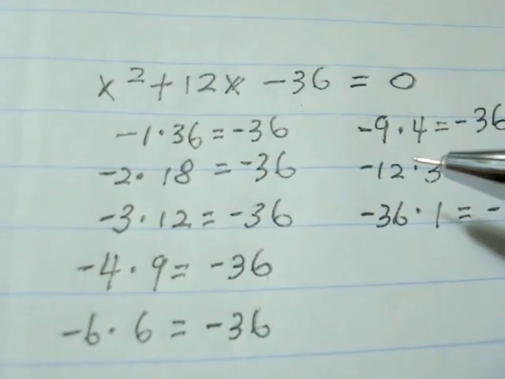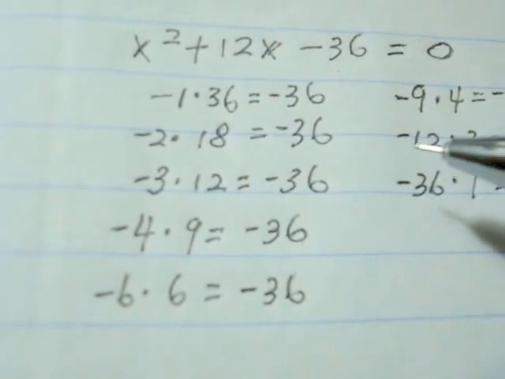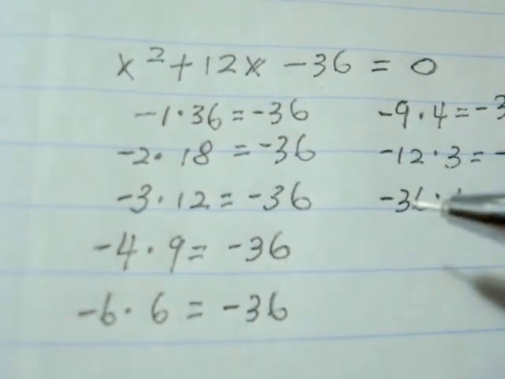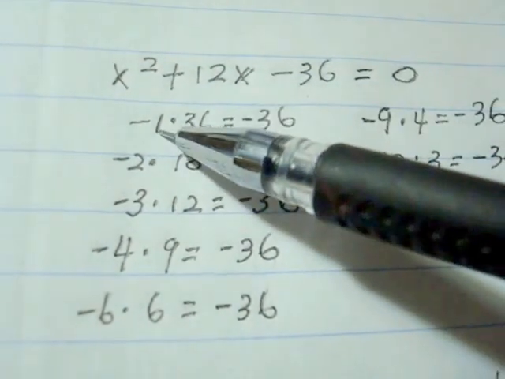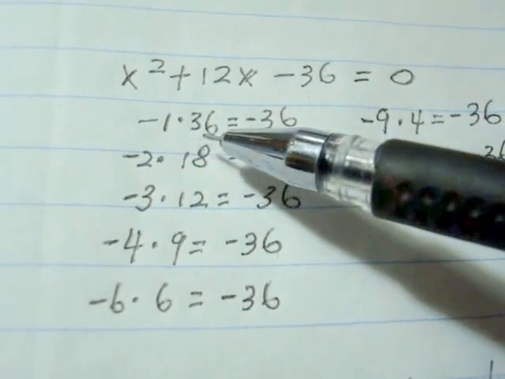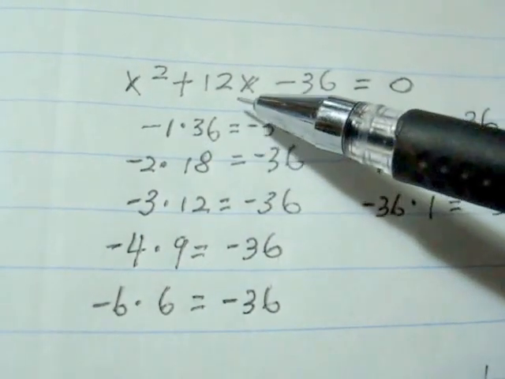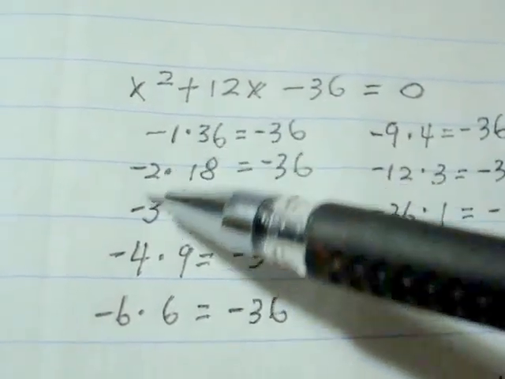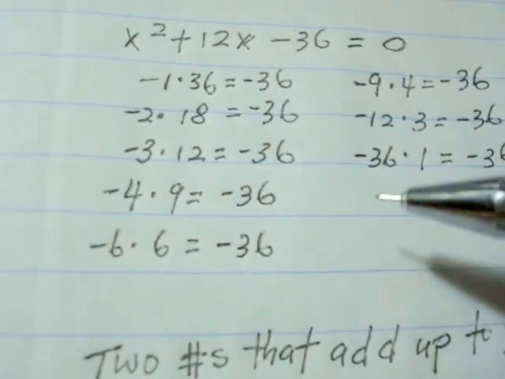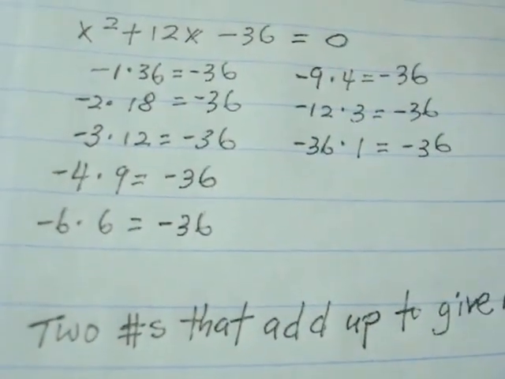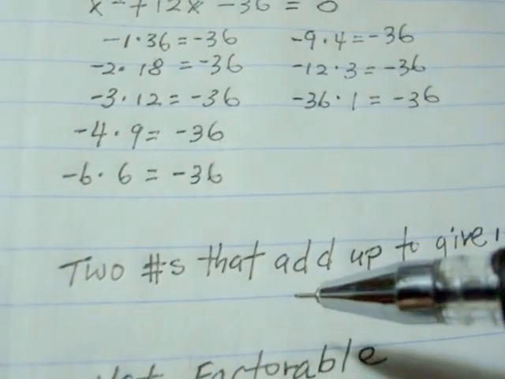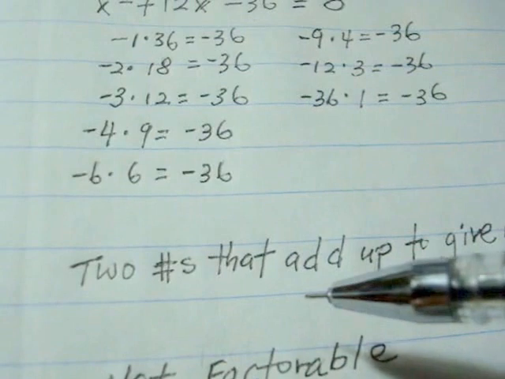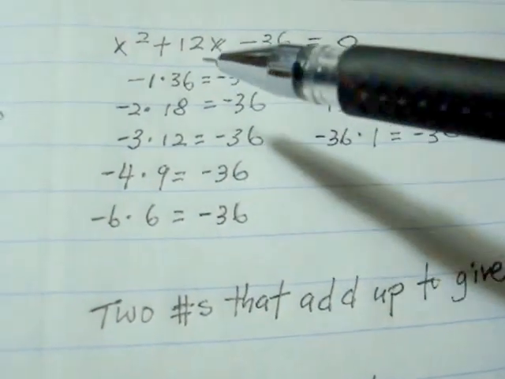The second step is to find two numbers that will add up to give positive 12. If you take -1 plus 36, it is not going to be positive 12. You can take any of these pairs, and none of them will add up to give you 12. So this quadratic equation is not factorable. Since it's not factorable, you need to use the quadratic formula to find the value of x.